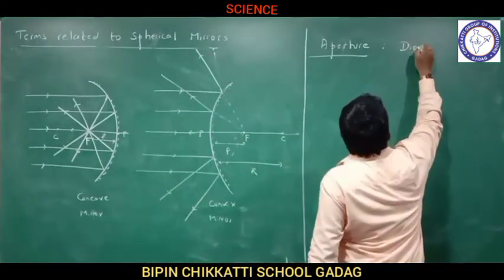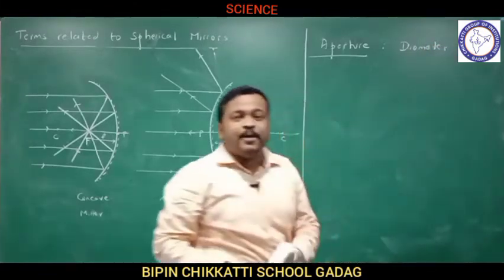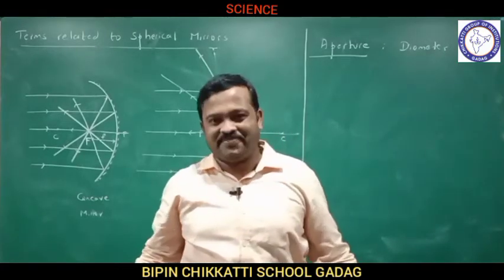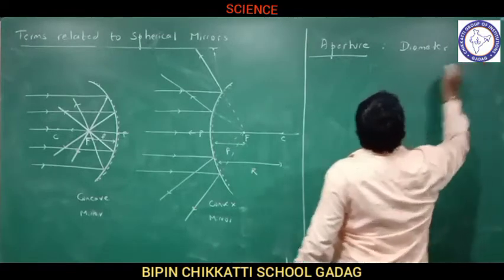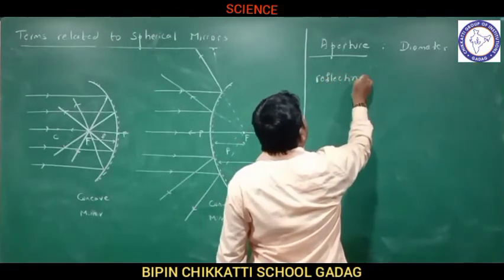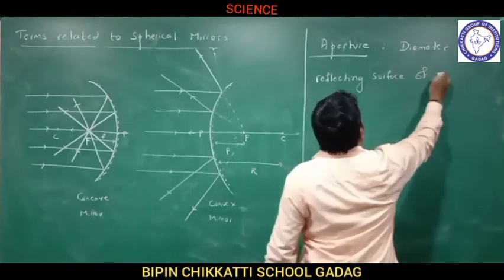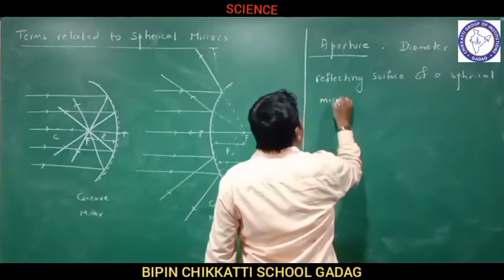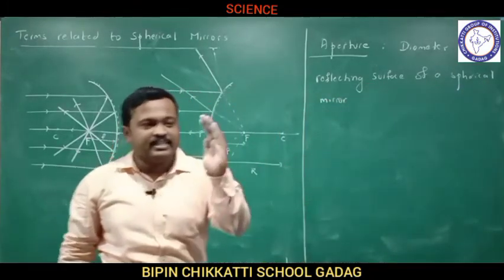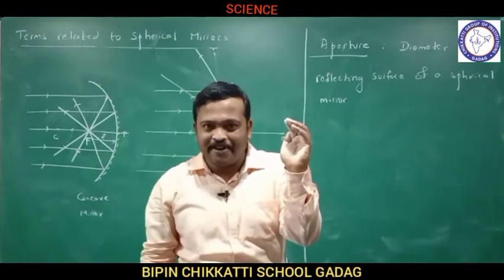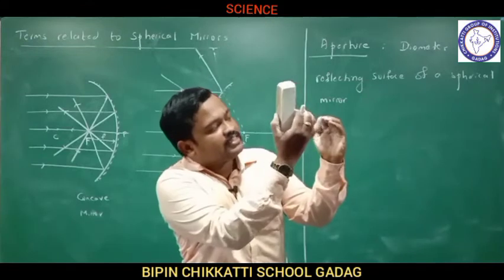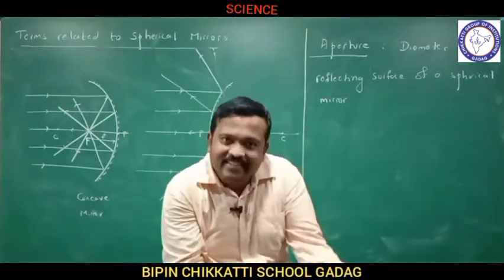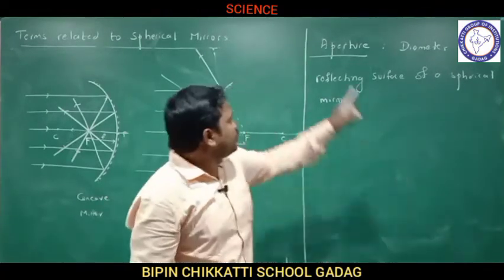Aperture, first of all, understand it is a diameter. Principal axis is a line, principal focus is a point, aperture is a diameter, right? It is the diameter of the reflecting surface of a spherical mirror. For example, let me take a concave mirror here. If you see the concave mirror, this side appears to be a circle, and if I draw the diameter, that itself is called aperture. Do you understand, right? So the diameter of a reflecting surface.